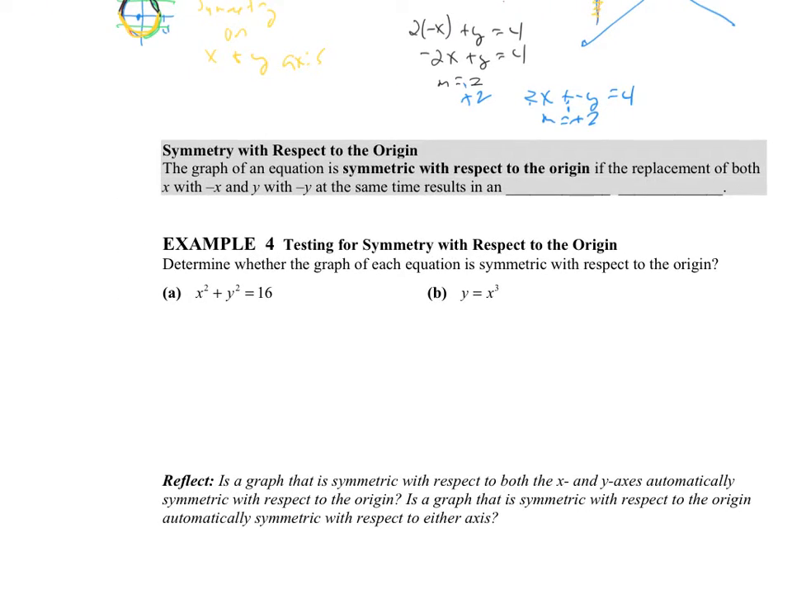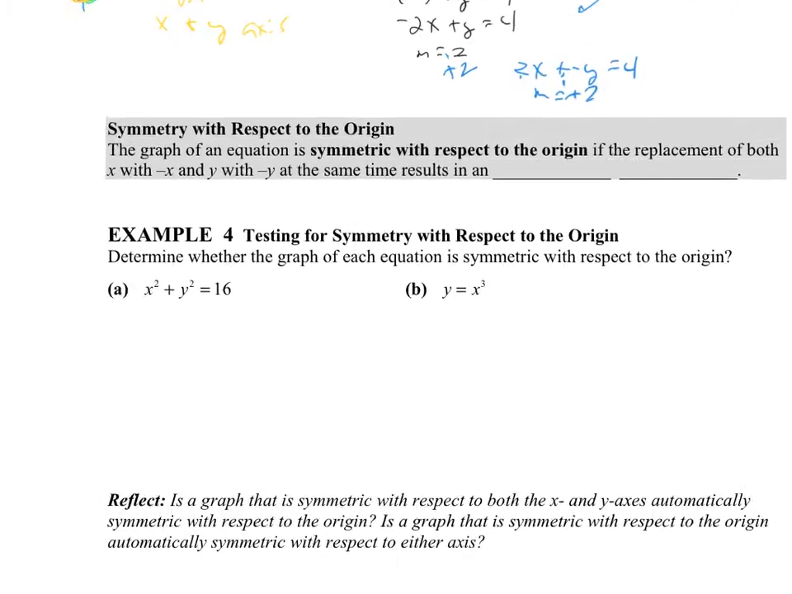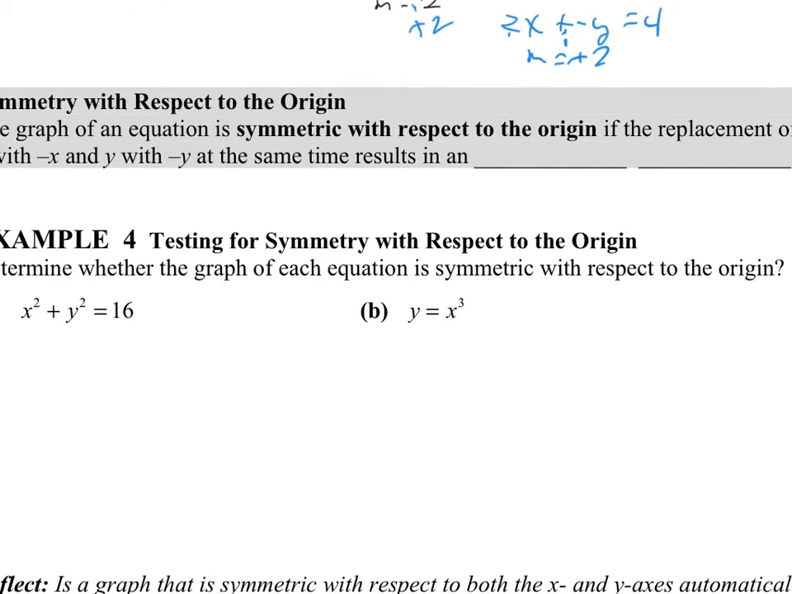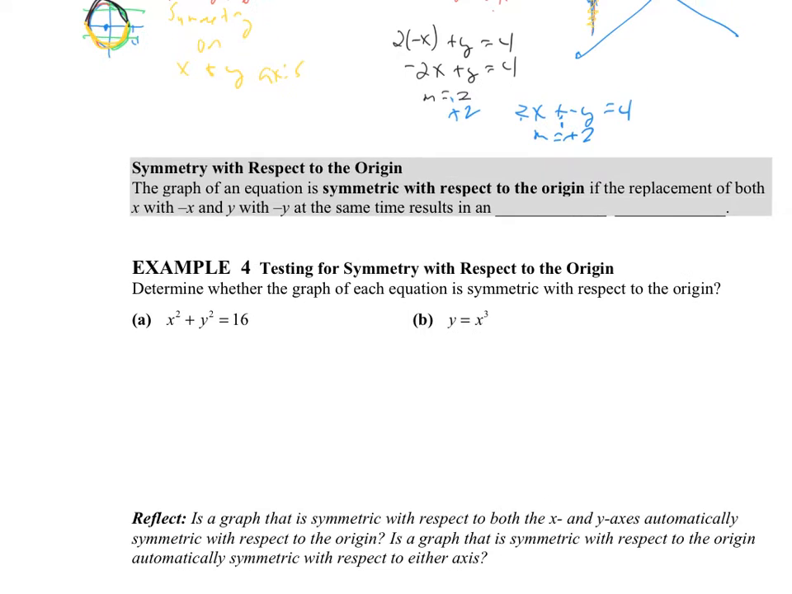The graph of an equation is symmetric with respect to the origin if the replacement of both x and y at the same time results in an equivalent equation. I want to say same equation, but they didn't use the word the. I wanted to say the same equation. When you use the word an, then it has to start with a vowel, so equivalent.